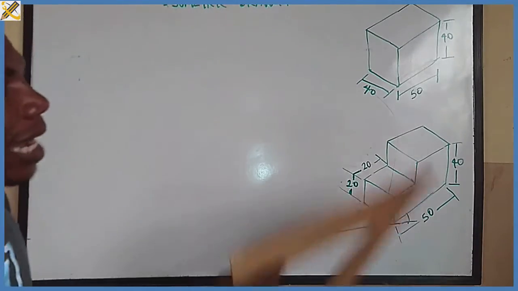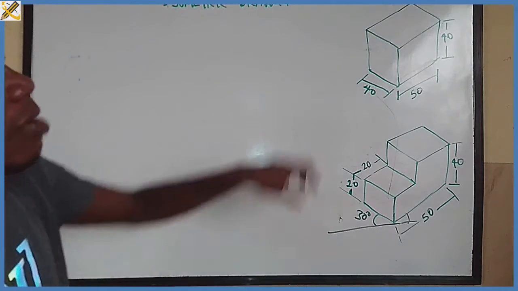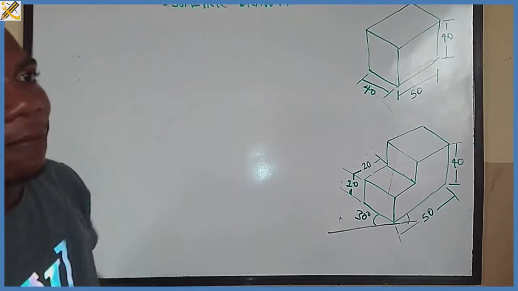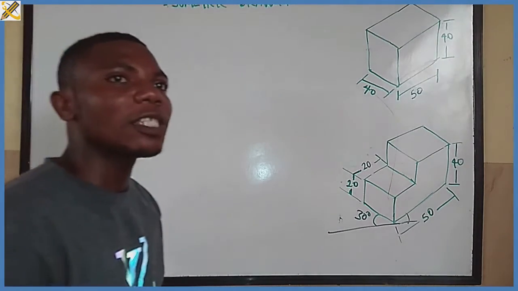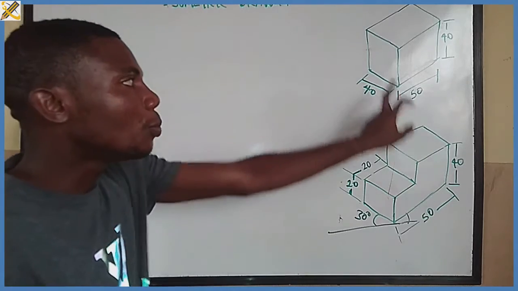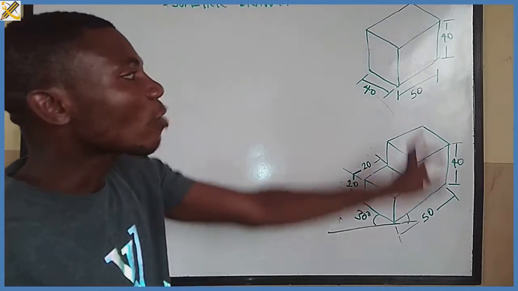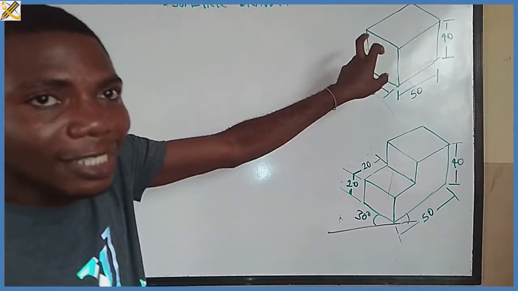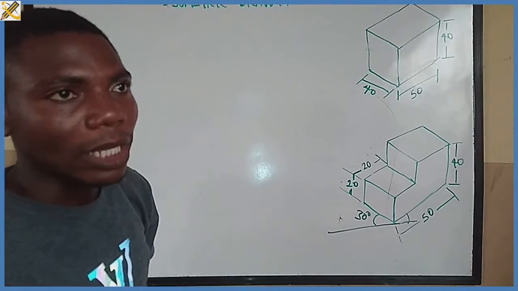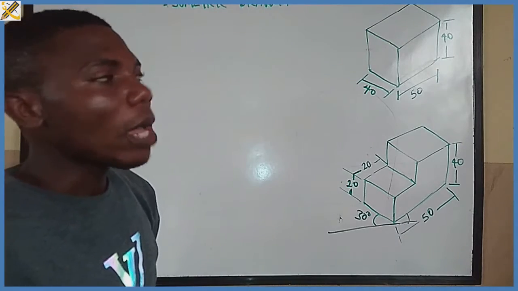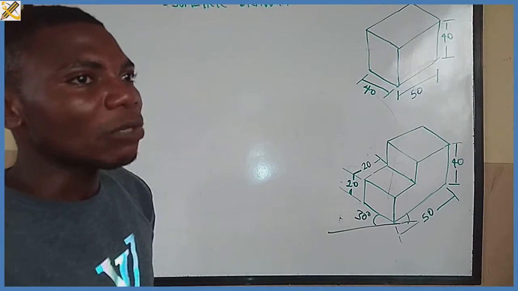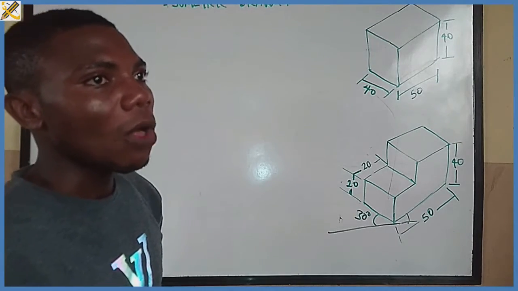Okay, so looking at the board right now, we are going to reproduce this object in isometric form. We are going to reproduce it as it is in isometric form. It is actually in isometric form, but this is a rough sketch. So we are producing this object right now in isometric form.